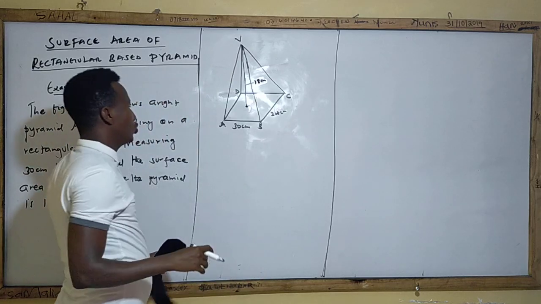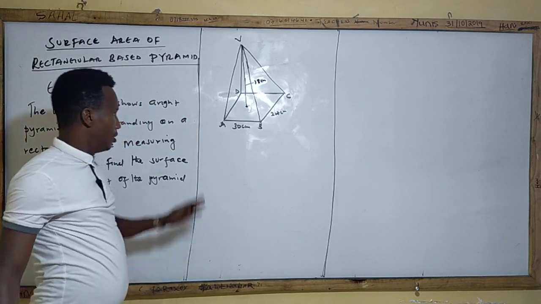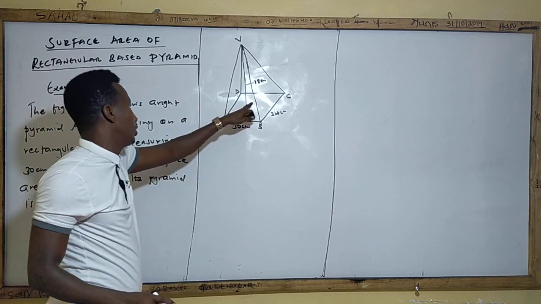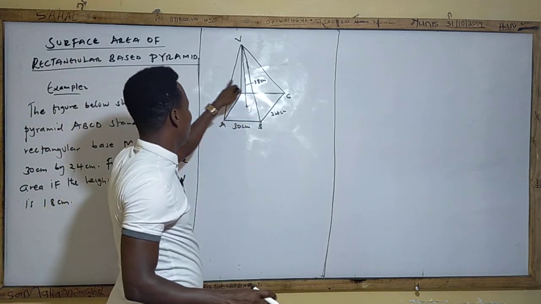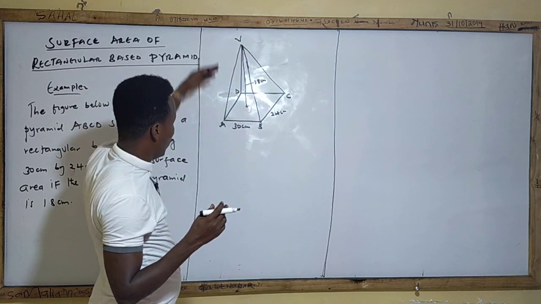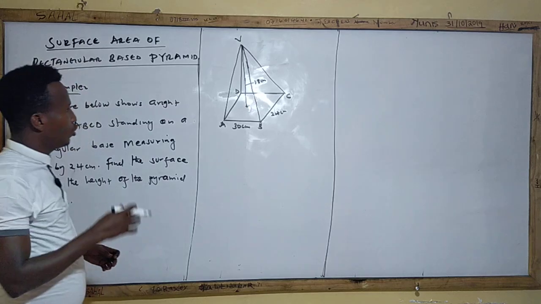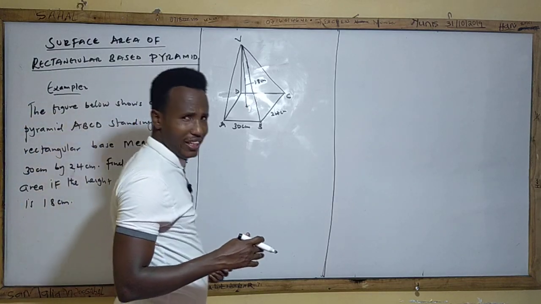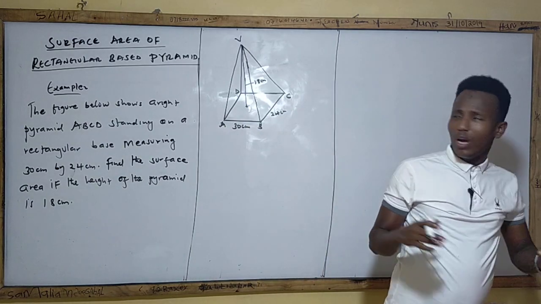So this is the procedure. Don't get confused. We are lacking the slant height. So we cannot pick out any because we don't have the two equal sides of this triangle VAB, or otherwise the two equal sides of triangle VBC. So what are you going to do? We are going to do it like this.